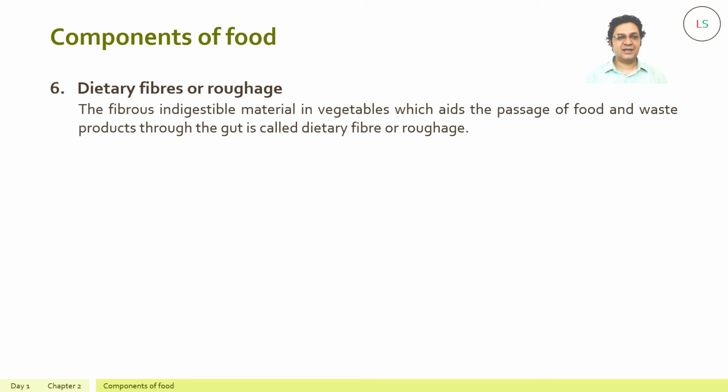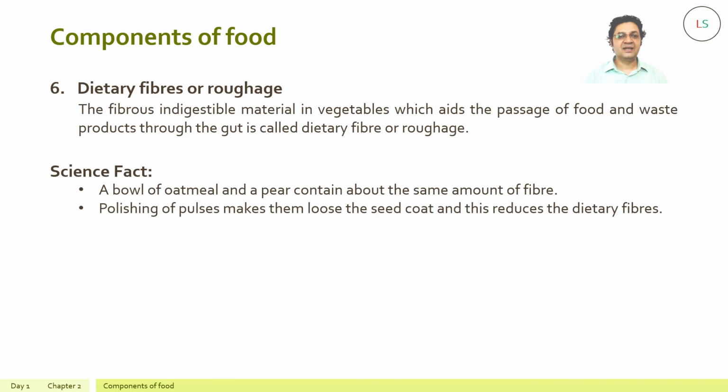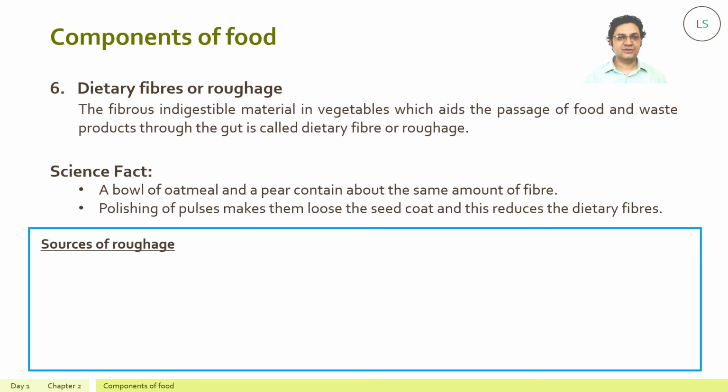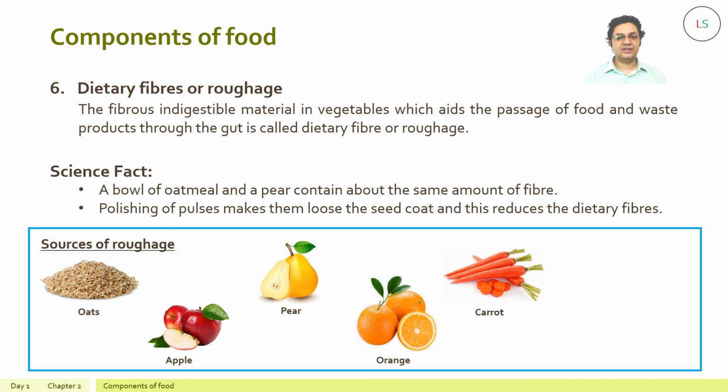Coming over to the dietary fibers or roughage. The fibrous indigestible material in vegetables which aids the passage of food and waste product through the gut is called dietary fiber or roughage. Science fact about the dietary fibers. A bowl of oatmeal and a pear contains about the same amount of fiber. Polishing of pulses makes them lose the seed coat, and this reduces the dietary fiber. Now the sources of roughage are oats, apple, pear, orange, carrot and cucumber.